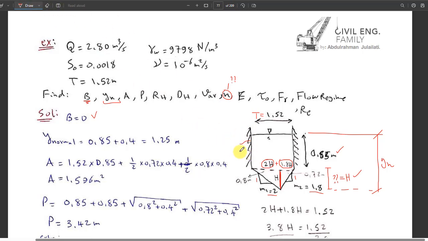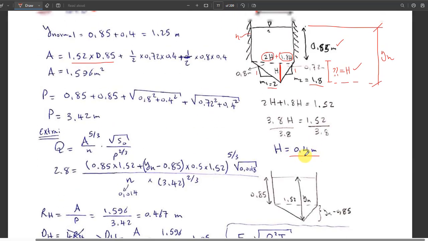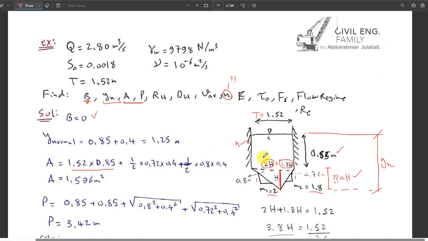Okay then. What I would continue to do is get the area and perimeter. The area is easy. We can take, for example, the rectangle 0.85 by 1.52, plus half times the base, which is 0.72. How did he find the base is 0.72? We found H to be 0.4. Therefore, for this base, 0.4 times 2 makes 0.8. This is the answer here for this base. And the other base is 0.72, so we are just multiplying 1.8 times H, which is the H distance that we found.